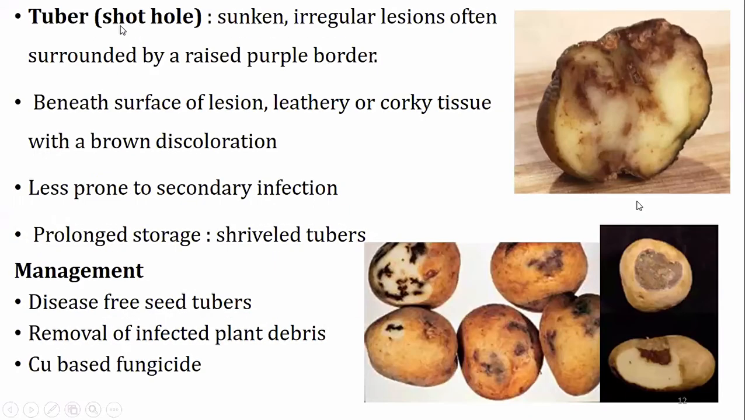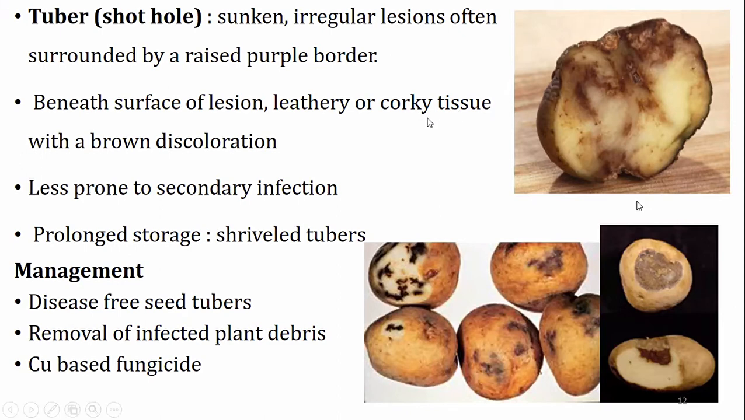Next is the tuber symptom because of blight damage. Here you can see sunken irregular lesions inside the potato tuber, with the damaged area surrounded by purple color borders. Can you see this? And beneath the surface of the lesion, there are leathery or corky tissues with brown discoloration, and it is less prone to secondary infection.